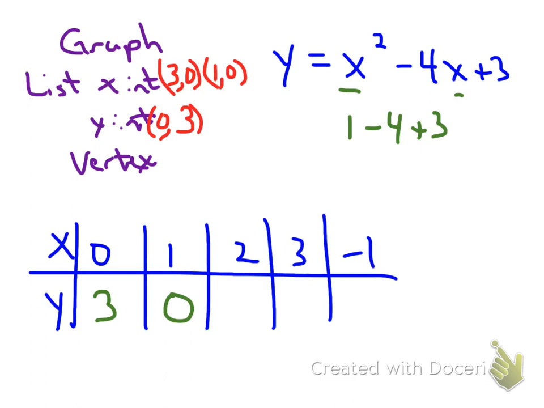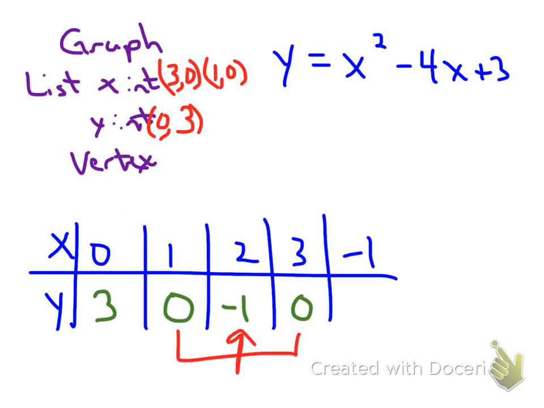When I put 2 in, I get 2 squared is 4 minus 8 plus 3. And I'm going to get negative 1. When I put 3 in, I get 3 squared is 9 minus 4 times 3 plus 3. That is also 0. You may notice right now, these are the same. That means this one should be my vertex.